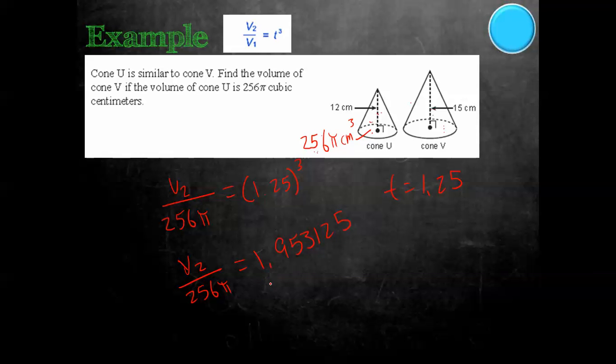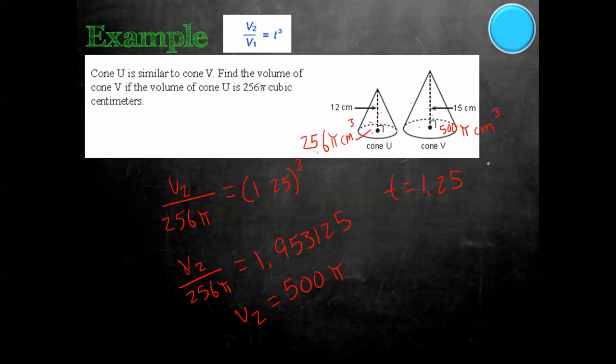Okay, so now we're going to take that number, 1.953125, and we're going to multiply it times 256, which is 500. And don't forget your pi, right? So we have 500 pi. So that is going to be our new volume, 500 pi centimeters cubed.